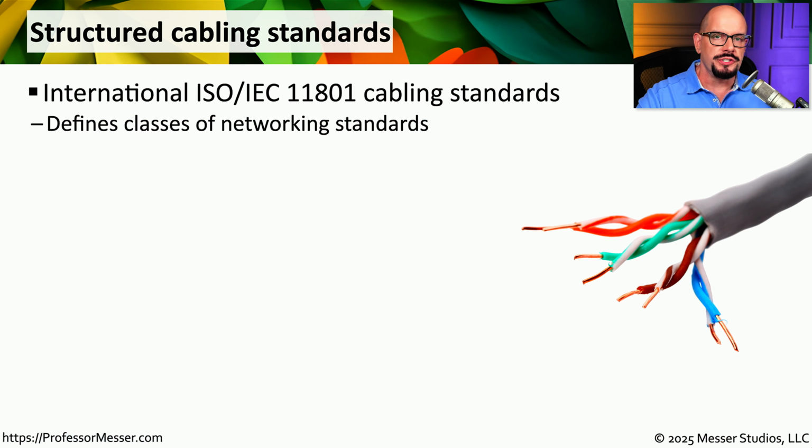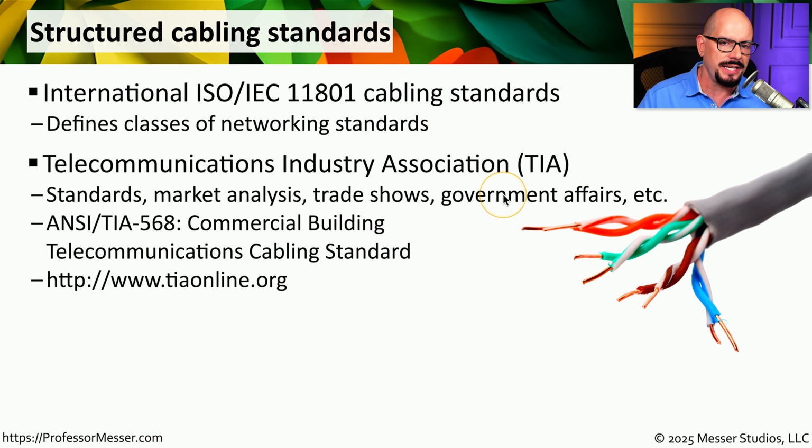As you can imagine, the standardization for Ethernet wiring is one that extends well past the borders of any country. There's an international standard managed by the ISO/IEC 11801 cabling standards document that defines the different classes of networking standards. In the US, there's the Telecommunications Industry Association, or TIA. This is a standards-based organization that has created a standard for the installation of cables in a commercial building. You can find this in the ANSI/TIA 568 standard.